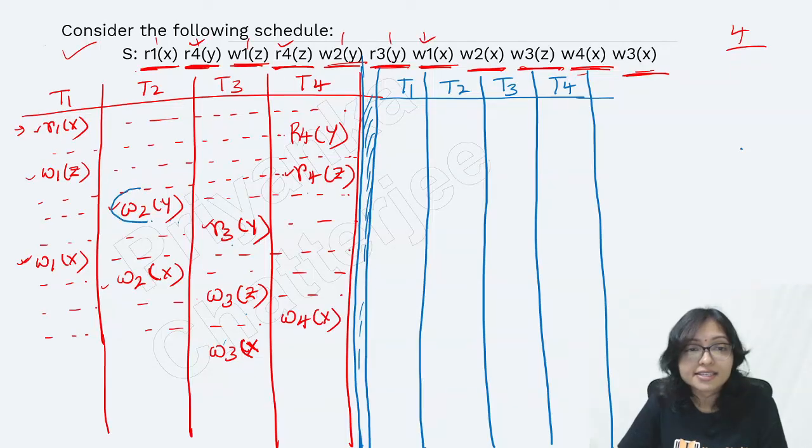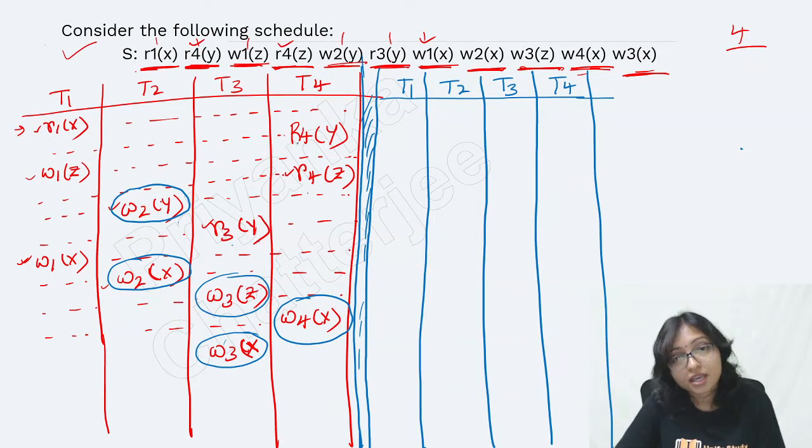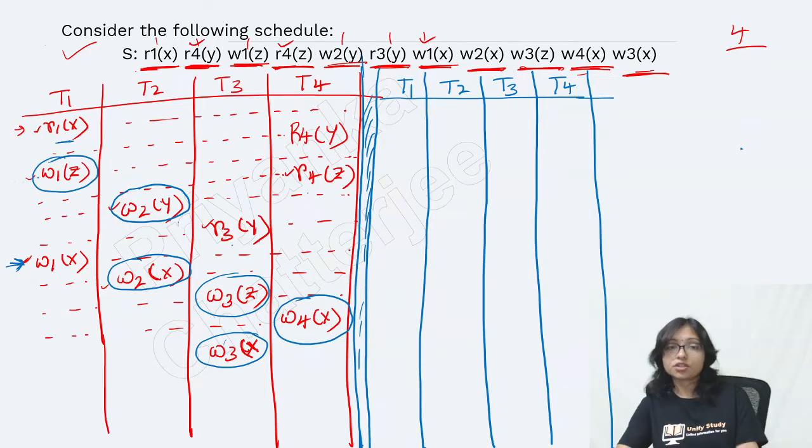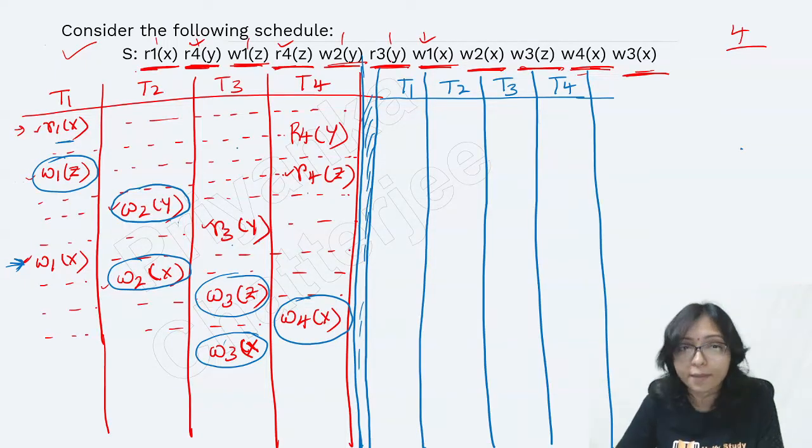Yes, I can see this is a blind write operation. This is also a blind write operation. These are all blind write operations. Even this write x is also a blind write operation. This write z is also a blind write operation. Here these both are reading y and z, so this is not a blind write. Is this a blind write operation? No, this is not, because it is reading the data. This one is a blind write operation. So with so many blind write operations, there is a chance that I can do the swapping.